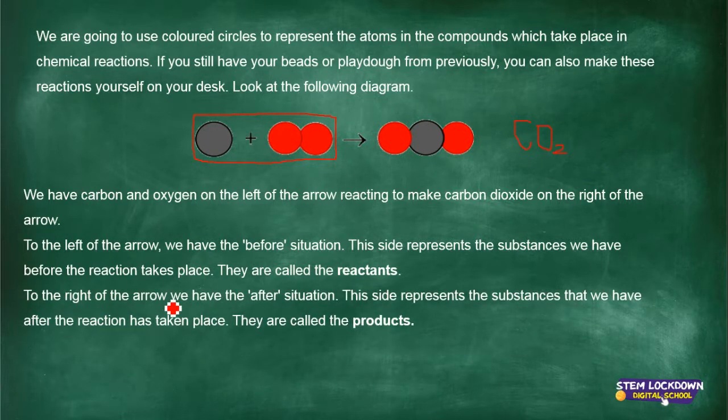And then to the right of the arrow, which is on the right side of the screen, is the after situation. So the after situation is when we added these two atoms together, and then we say that the reaction has occurred, and when the chemical reaction has occurred, this CO2, carbon dioxide, is now the product of the reaction. Okay, so it is the product of the reaction.